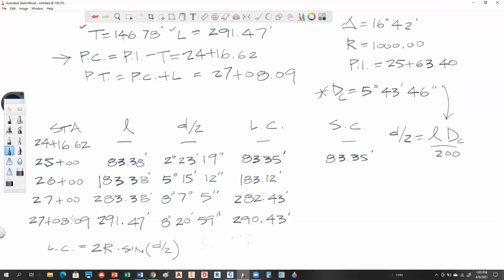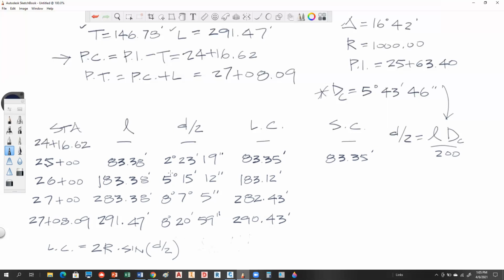So here's the question that we were looking at all along. How do we calculate short chords? Well, for the first short chord, it's already calculated. For the next short chords, if they're based on 100 feet, this angle right here is going to be the difference between these two guys, or the difference between these two guys. They should give you the same number. So if you subtract 2 degrees, 23 minutes, and 19 seconds from 5 degrees, 15, 12, I get like 2 degrees, 51, 53.